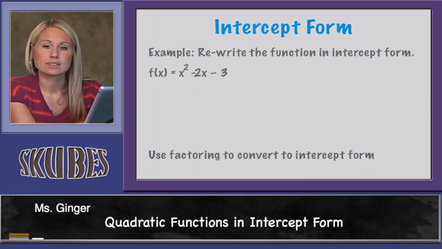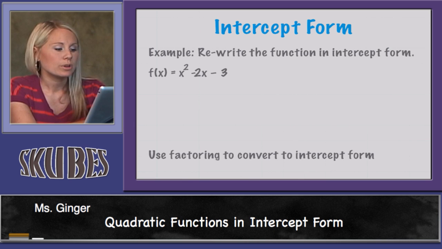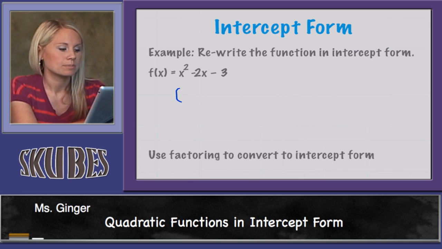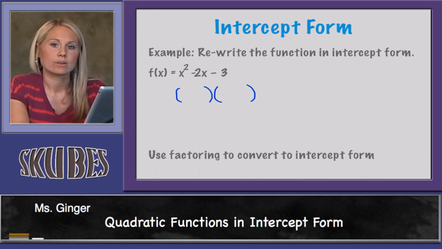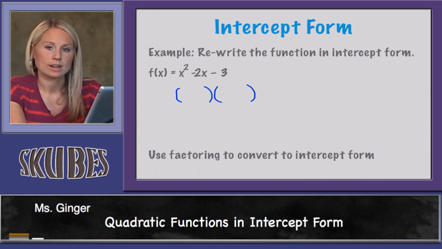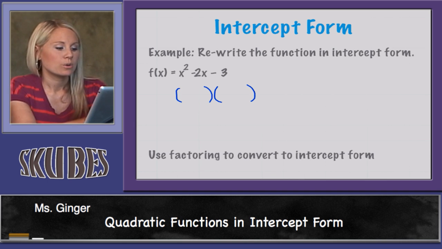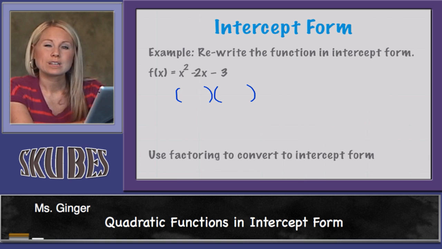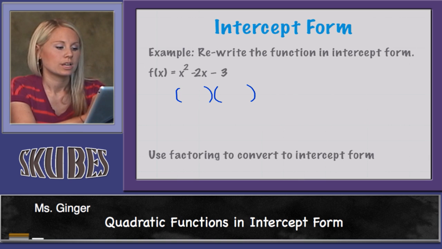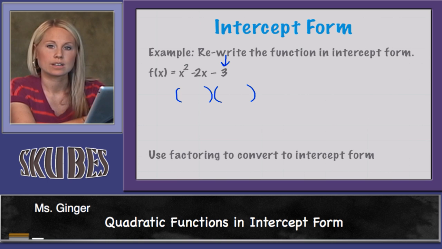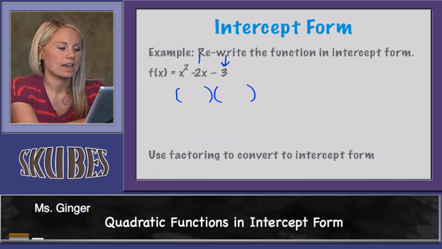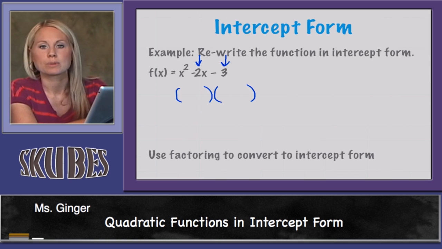Let's say we have a standard form quadratic and we need to get that into intercept form. What we're going to do is we're going to use factoring to do that because we need it to be broken down into those factors to write it in this form. So a quick recap on that is we need to find two numbers that multiply to give me my last term here, -3, and then also add to give me my middle term here.